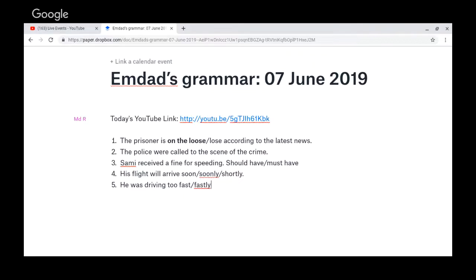He was driving too fast. Find the mistake here. Should be so fast. Is too fast wrong or is so fast right? Too fast is not wrong. There is no mistake in too fast. But tell me, is it too fast or too fastly? You never say fastly. Are you sure? For example, I run slowly and you run fastly.